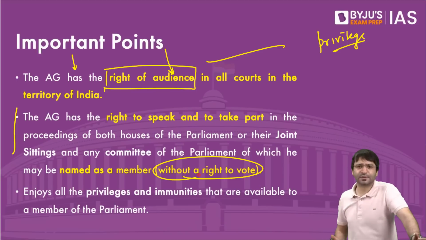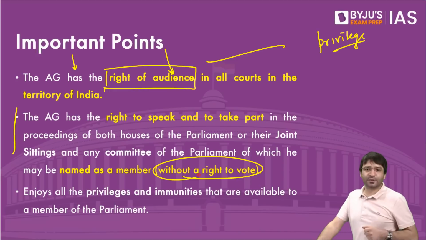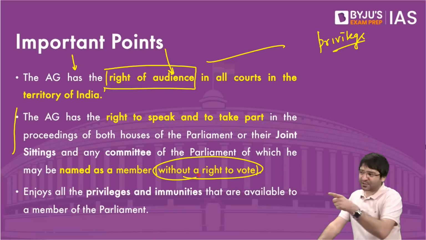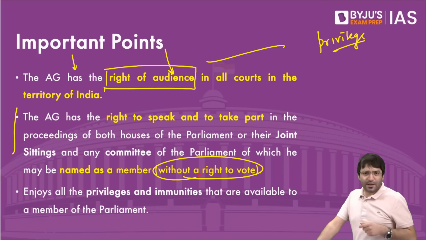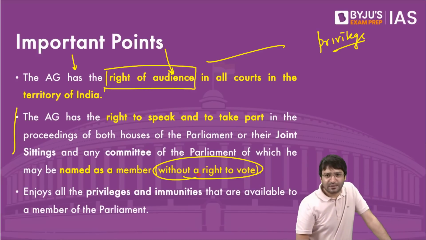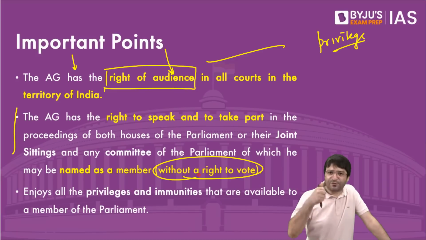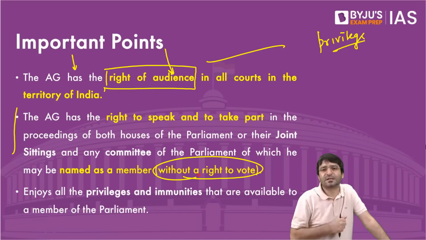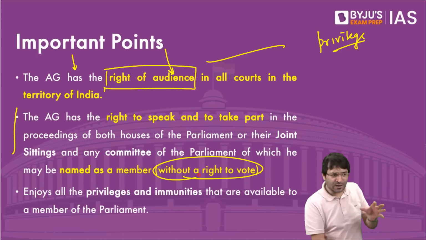What is a privilege? We say you are a privileged individual. That means you have access to a golf course. It's not something that you have earned on your own. It's because of your father that you have this privilege that you can access a golf course. You can be a member of a club. That's not something that you have earned. It's because of your father, it's because of your mother, it's because of your ancestors. That's a privilege. Privilege is something that you don't earn on your own. Same is the case with the privileges available to the Attorney General. It's not something that Mr.